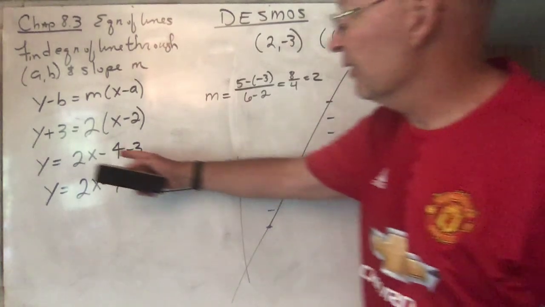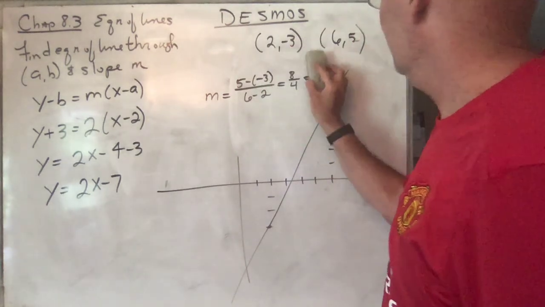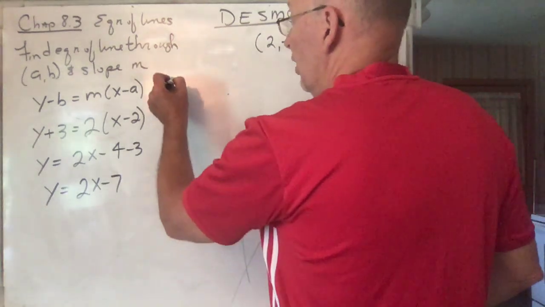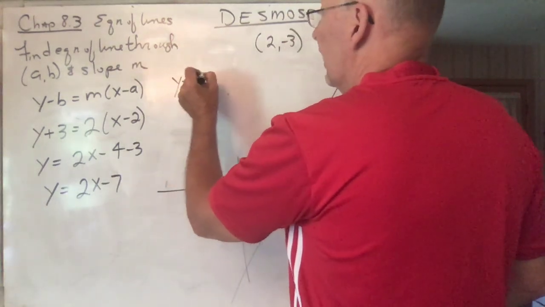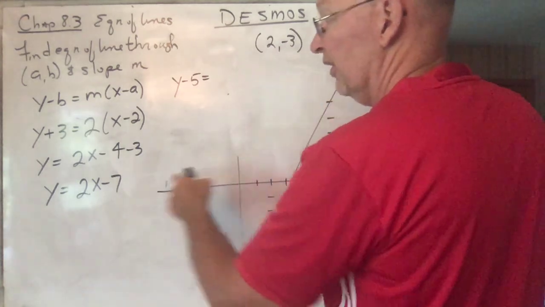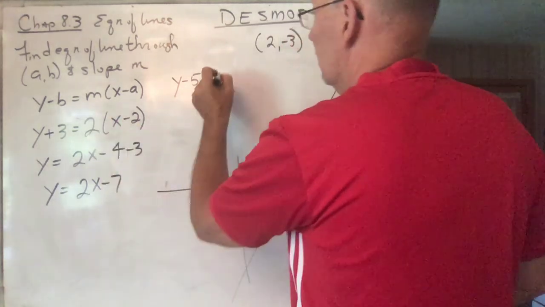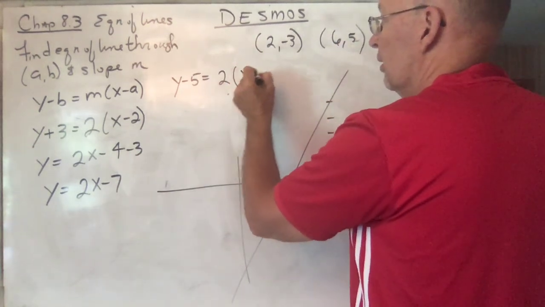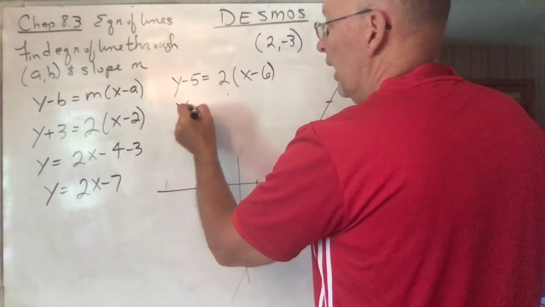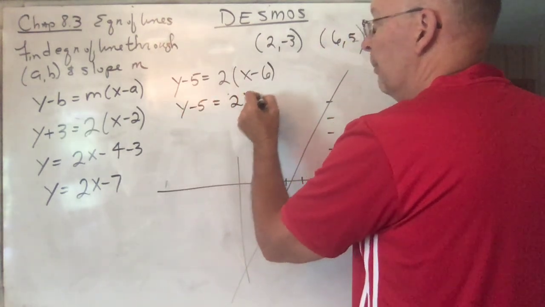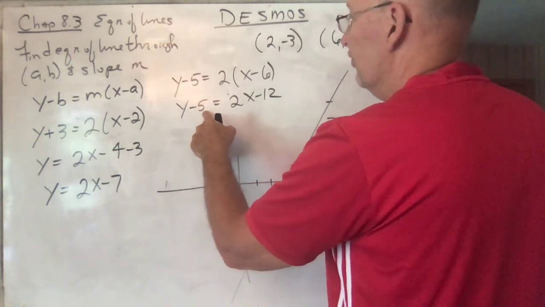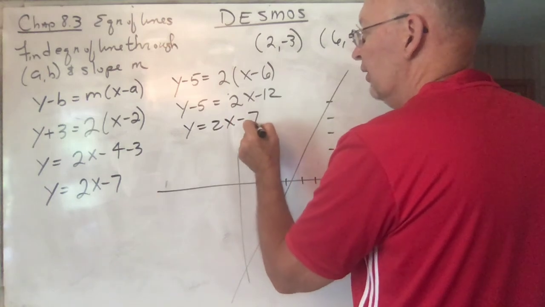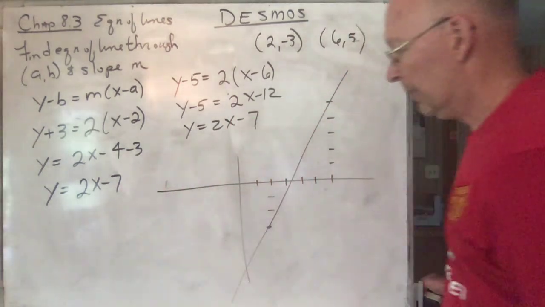What if instead of using the point 2, negative 3, we would have used this one? Okay, better give us the same answer. Let's check it out just to make sure. So it's going to be y minus 5 is equal to, what did we say our slope was? Our slope was 2 times x minus 6. So y minus 5 is equal to 2x minus 12. Add 5 to both sides. You're going to get y is equal to 2x, and you add a positive 5 to negative 12, you're going to get a negative 7. Sure enough, same thing.